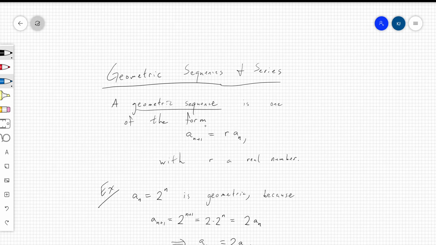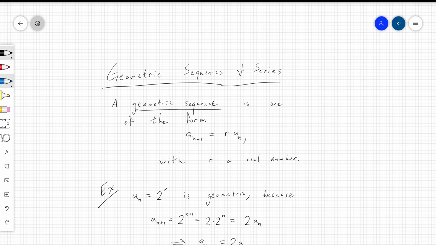A geometric sequence is a sequence where you get the next term by just taking the current term and multiplying by some number r. And that's how you generate all of the next terms. So if you want the next term, you multiply by r. If you want the next term after that, you multiply by r. If you want the next term after that, you multiply by r, and so on, where r is some real number.